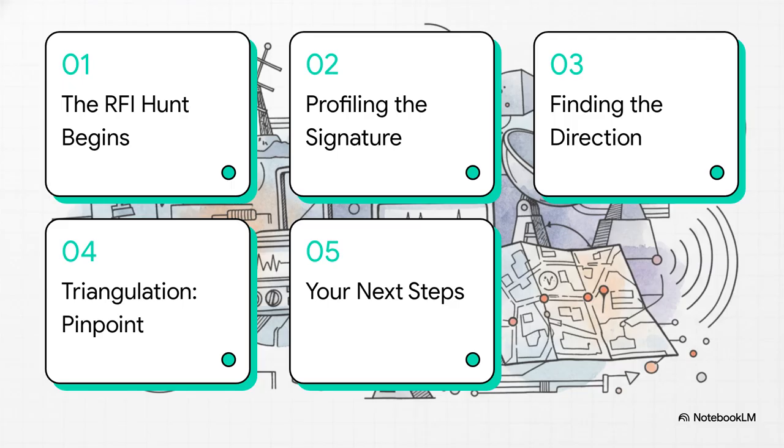So here's our game plan for today's RFI hunt. We're going to start by profiling our target signal, getting its signature. Then we'll move on to getting a bearing on its direction. After that, we'll use a technique called triangulation to really zero in on an area. And finally, I'll wrap it all up with your next steps. Let's get right into it.